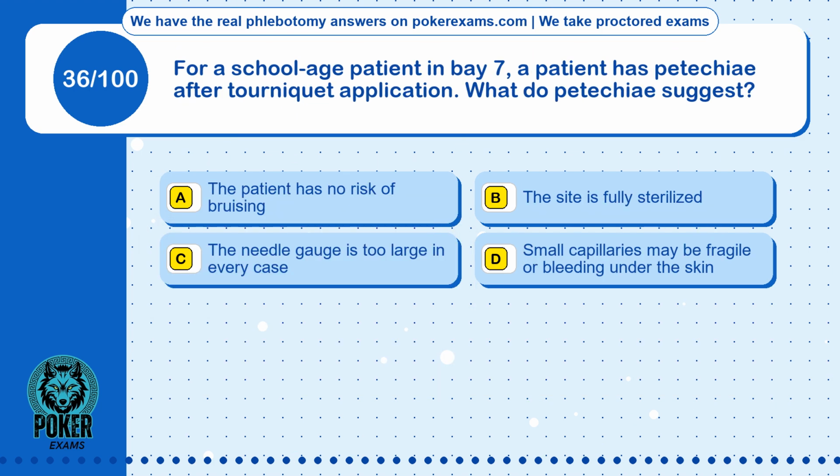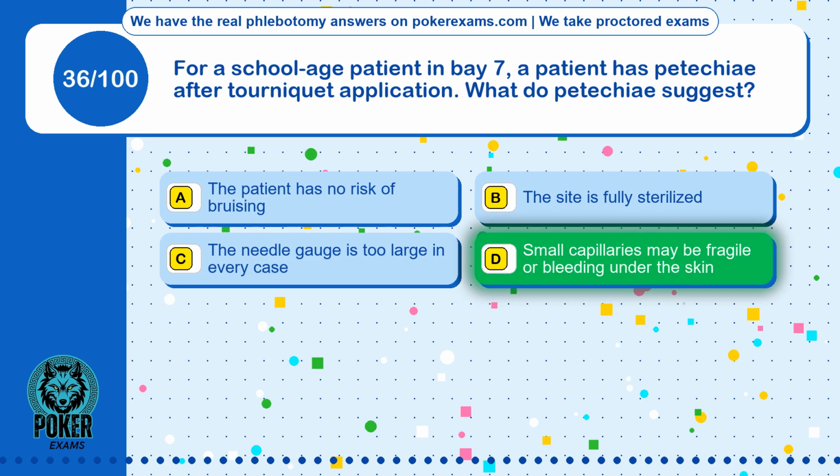Question 36. For a school-age patient in Bay 7, a patient has petechiae after tourniquet application. What do petechiae suggest? Option A. The patient has no risk of bruising. Option B. The site is fully sterilized. Option C. The needle gauge is too large in every case. Option D. Small capillaries may be fragile or bleeding under the skin.